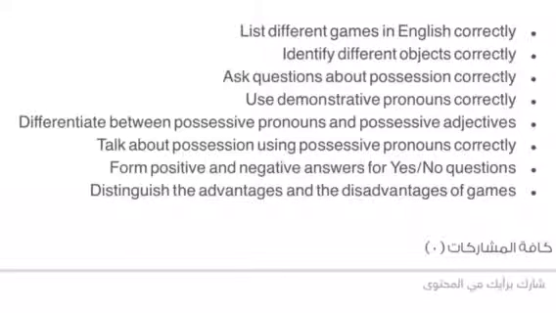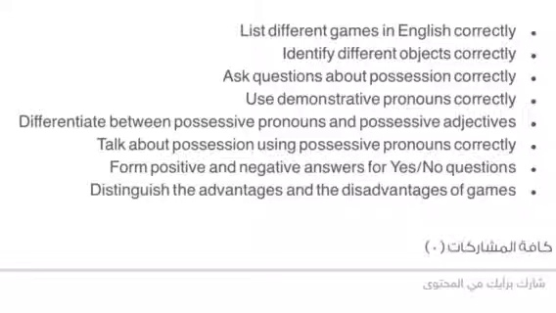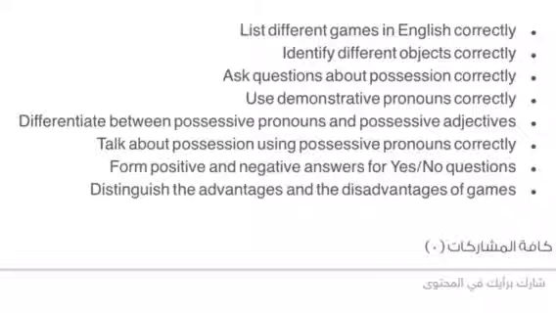And then the next one is to form positive and negative answers for yes or no questions. What do you mean by positive or negative answers for yes or no questions? That means if something belongs to you and it's yours, you're going to say yes. Is this book yours? For example, yes, it is. Is this remote control mine? For example, if it is not, you're going to use the negative. No, it isn't. And so on.